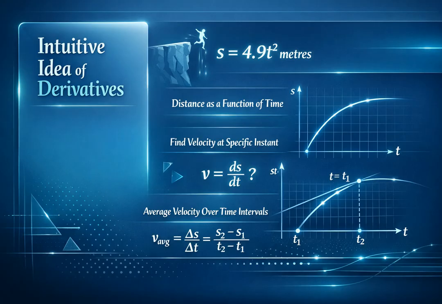Let's develop an intuitive understanding of derivatives. Imagine a body dropped from a tall cliff. Physics tells us the distance fallen equals 4.9 times t squared meters, where t is time in seconds.